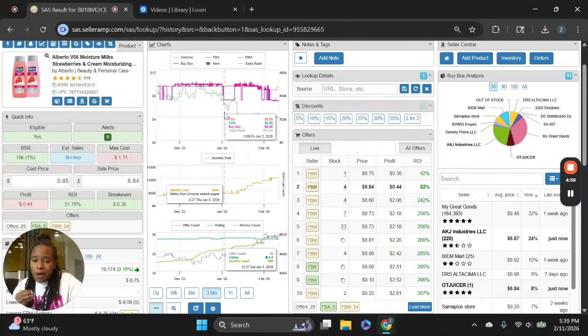The buy box, if you guys don't know what the buy box is, the buy box boosts your sales. So anytime you get the buy box, it's going to boost your sales. You're going to accumulate more sales than you did when you didn't have the buy box. You don't need the buy box to generate sales, but it's going to help boost your sales.